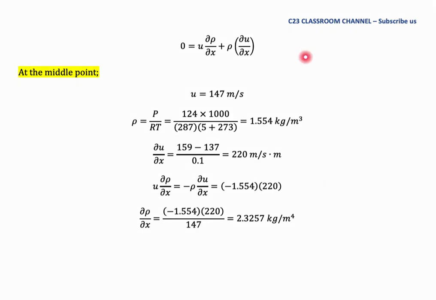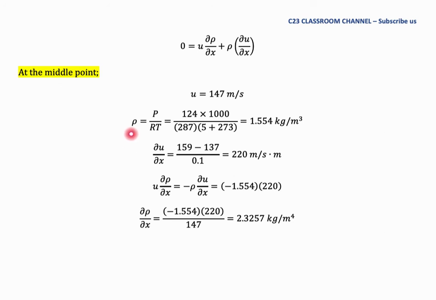So we could simplify our continuity equation as this: 0 equals u del rho over del x plus rho del u over del x. In this term, we cannot neglect the value of density because we are using air, and air has the possibility to be compressed. For the middle point, we know that the velocity is equal to 147 meters per second. So we need to calculate the density at the middle point.